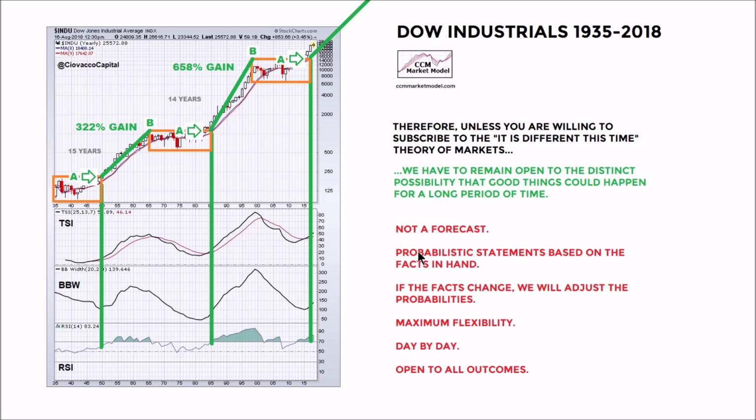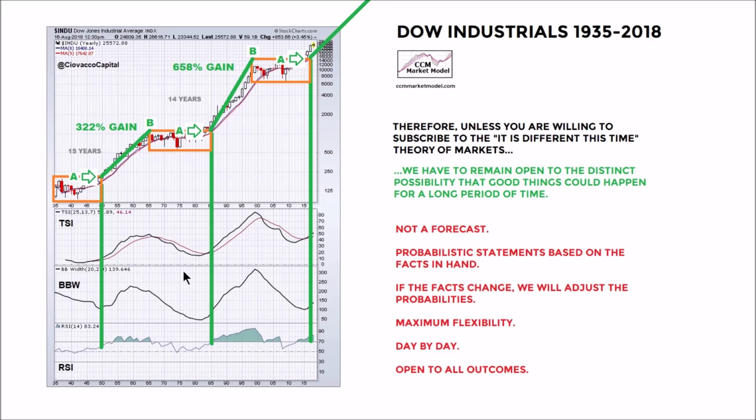We are not forecasting here. We are simply making probabilistic statements based on the facts that we have in hand as of August 16th, 2018. If the facts change, then we have to adjust our probabilistic outlook. And in order to keep our ego at bay, we have to maintain maximum flexibility, take it day by day, and remain open to all outcomes. That's what we've been doing. It's been working well, and we will continue to do it.